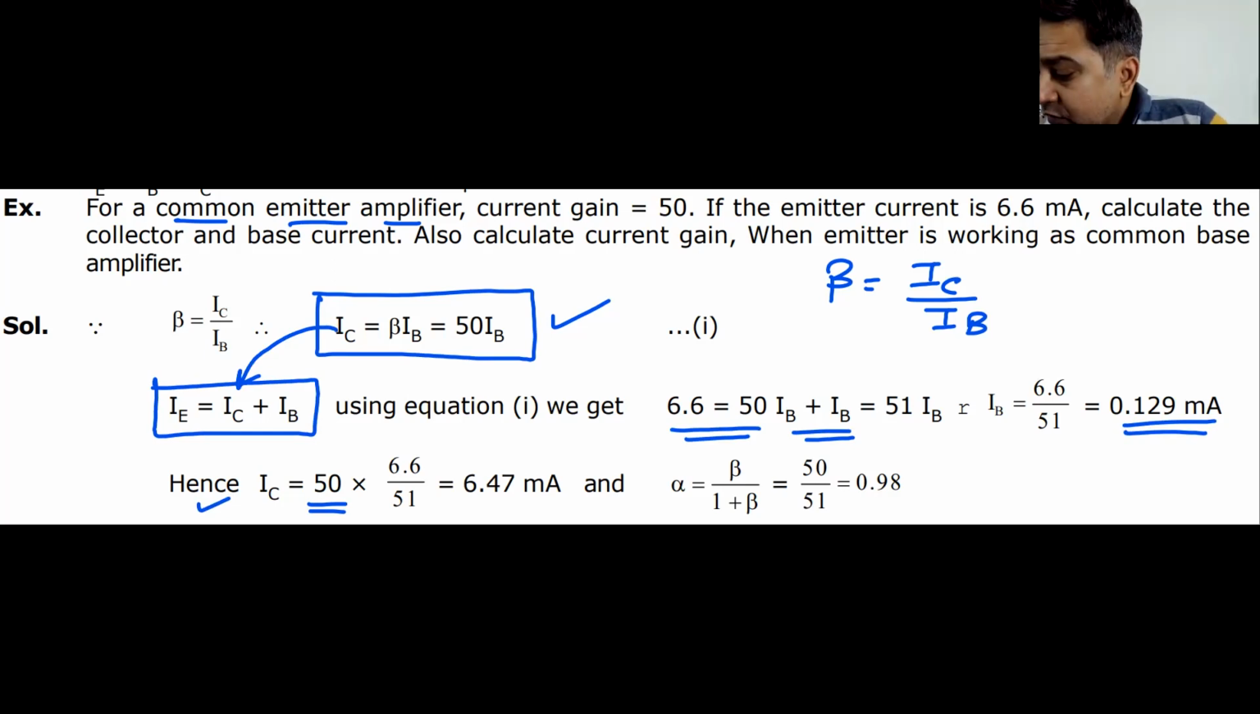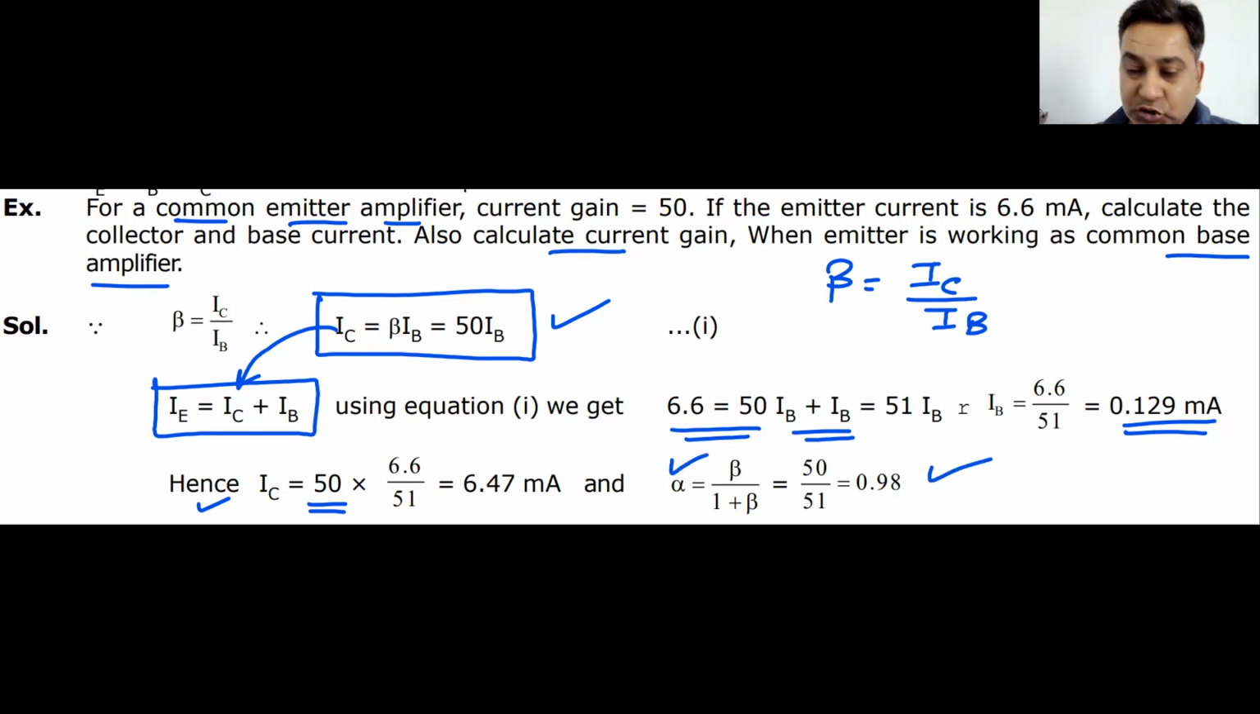Then they are asking you, what will be the current gain when it is working as common base? Common base, that means it's asking about alpha. You put the relation between alpha and beta and you should get your answer. You can simply put alpha as IC divided by IE. Do you remember this formula, beta? Yes, sir. If you put that formula also, you will again get the same result. Do we understand this? What was the problem, sir, then?